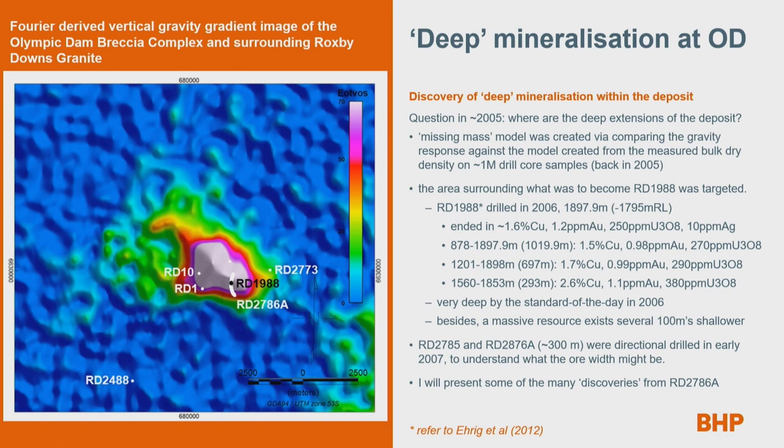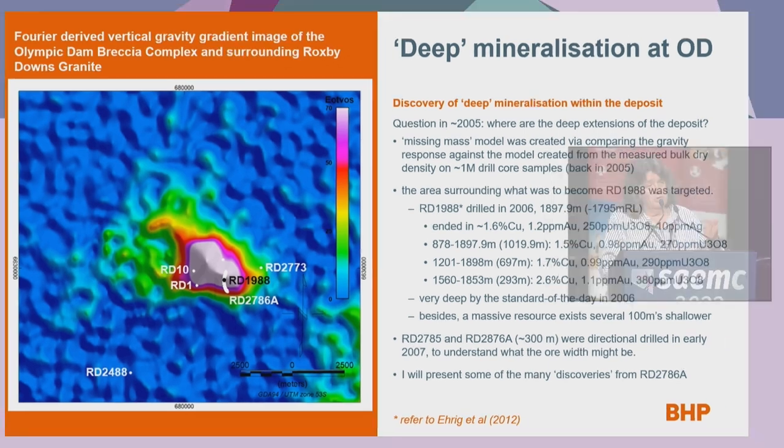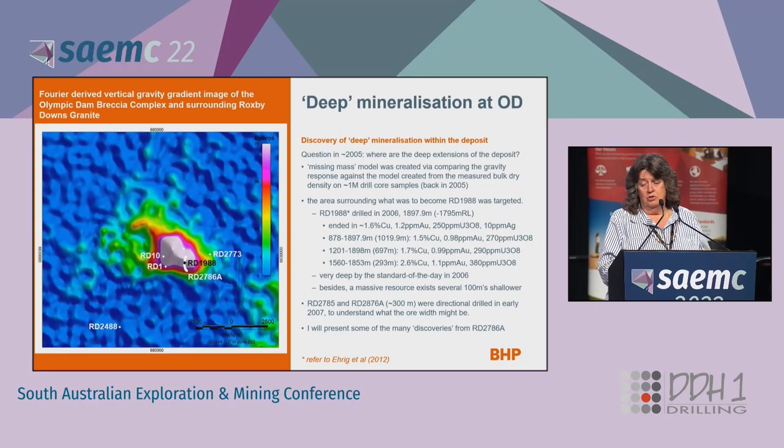RD1 was the discovery hole. RD10 was the one of roughly 200 meters at 2% copper. RD1988 is one of our deep holes, RD2786A. RD2488 is our best example of a fresh Roxby Downs granite, even though that still does have signs of alteration. And RD2773 is the deepest vertical extent down in the ore body that we've drilled to date.